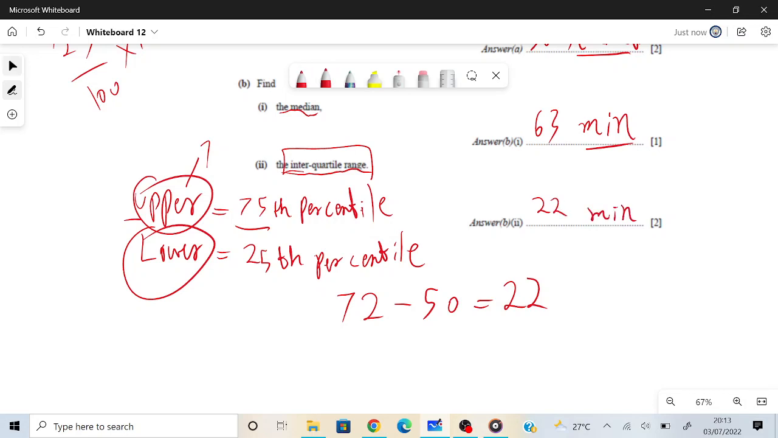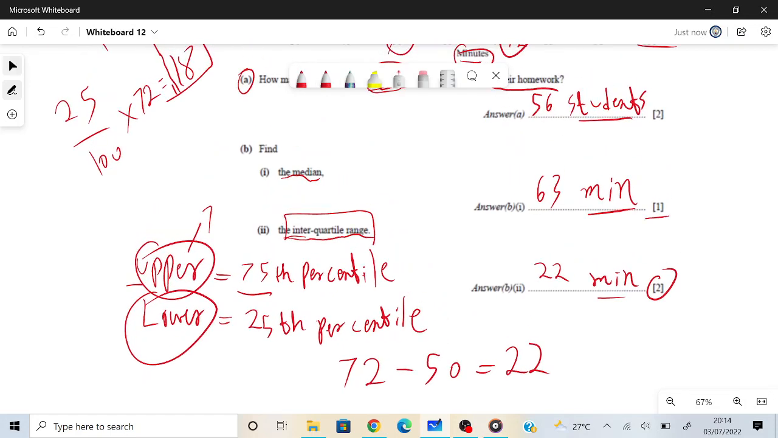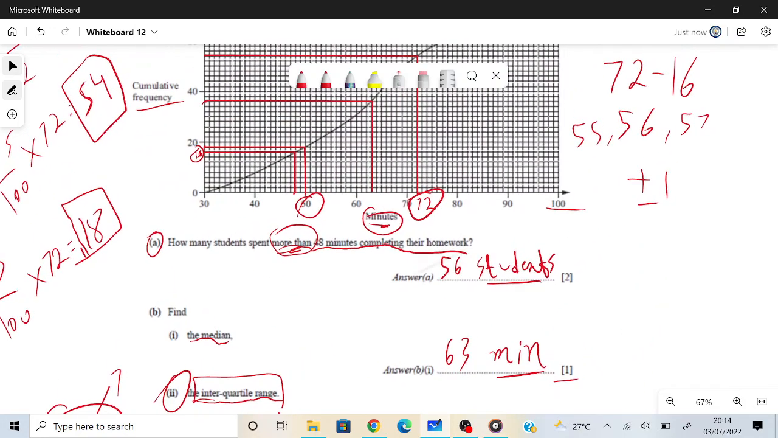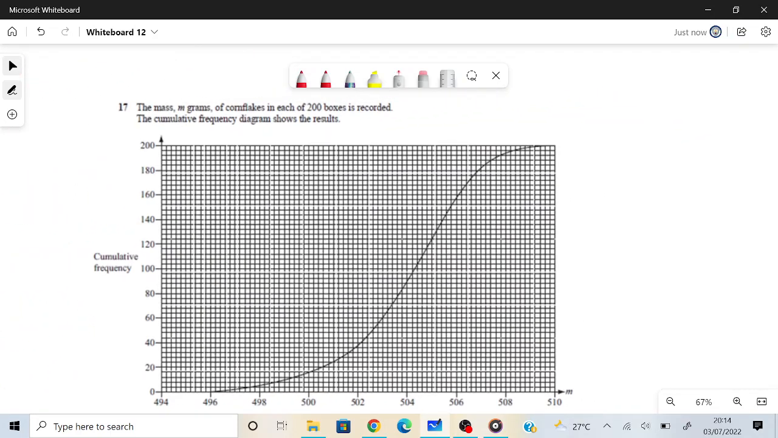As you can see, that's why this question had a bit more marks allocated to it, 2 marks. The median was simply 1, because you had to do more workings in this question. So on to the next example.